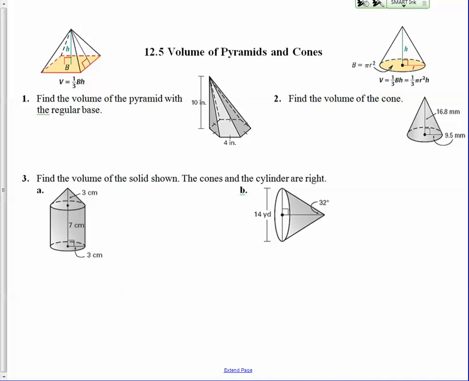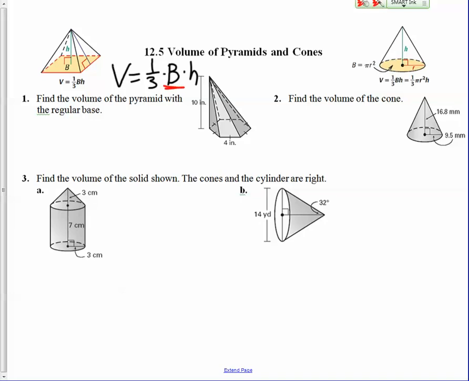Well, volumes of pyramids and cones look almost the same, except you need to multiply by 1/3 and then times the area of the base times the height of the pyramid or cone. Example 1, I would say, is the most difficult because of the shape of the base. Again, the volume is pretty straightforward. It's just 1/3 times the area of the base times the height.